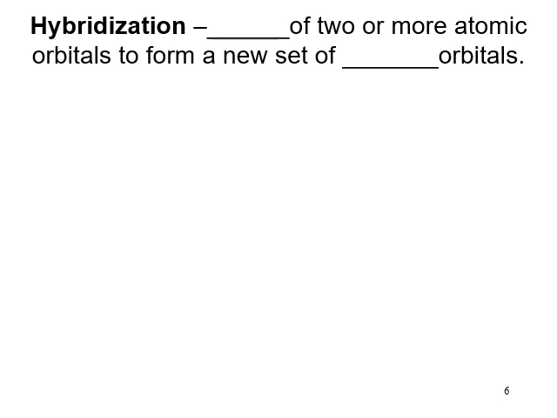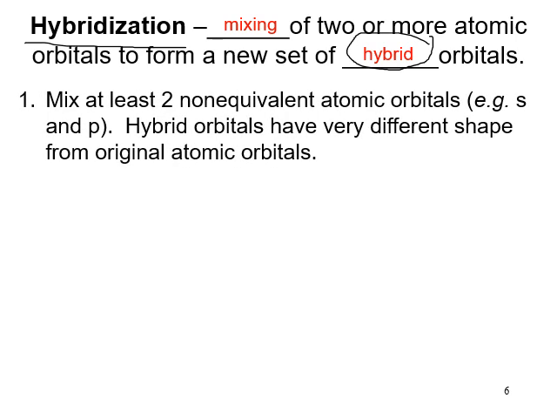So let's talk about hybridization. Hybridization is now a way to explain the shape that we see in ammonia and in other molecules. Hybridization is the mixing of two or more atomic orbitals to form these hybrid orbitals. Again, this is a human construct in order to explain the shape of the molecules.